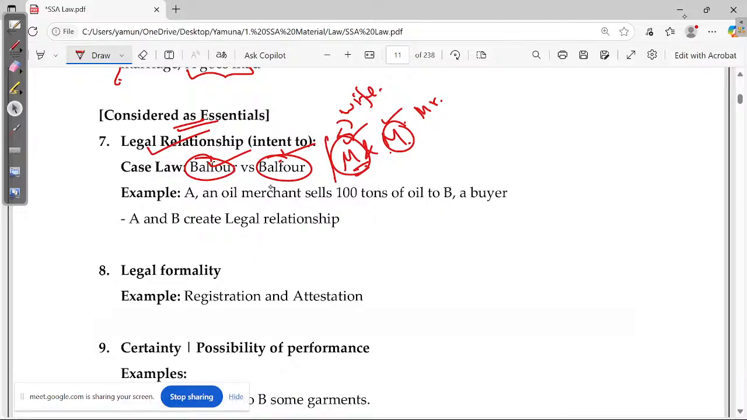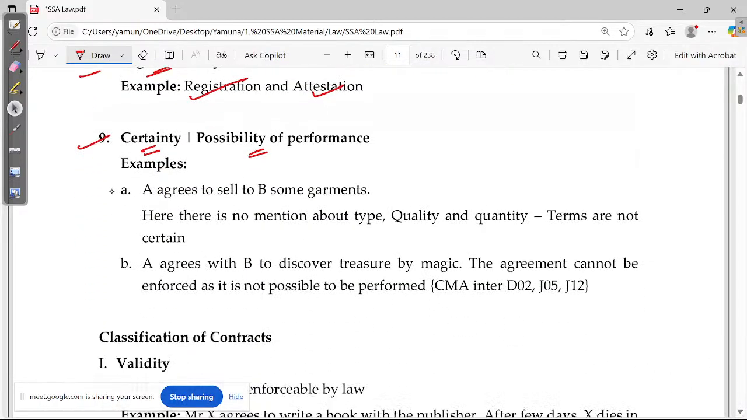And an example here: A, who is an oil merchant, sells 100 tons of oil to B, a buyer. It's clearly mentioned who A is, an oil merchant. The word itself says he is doing business selling oil. It's very clear. So A and B create a legal relationship. Eighth one, legal formality. Yes, sometimes we have to go for registration, attestation, stamping and other things. Ninth one, the last point, certainty and possibility of performance. Yes, it should be certain.